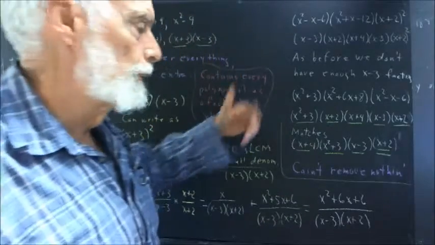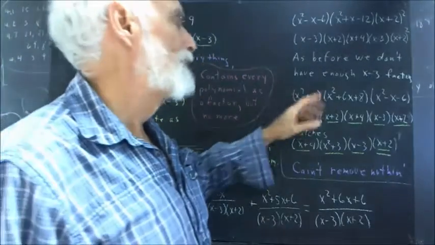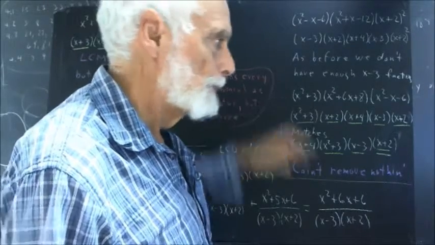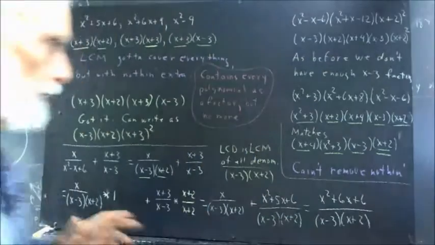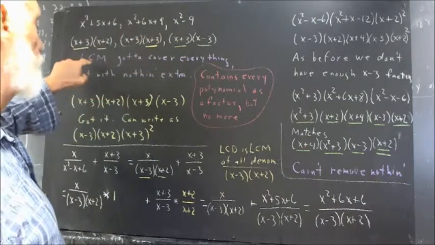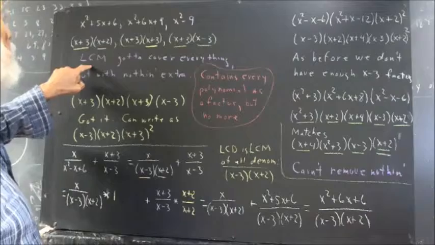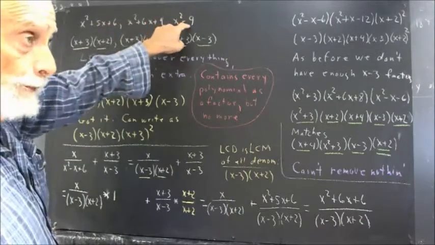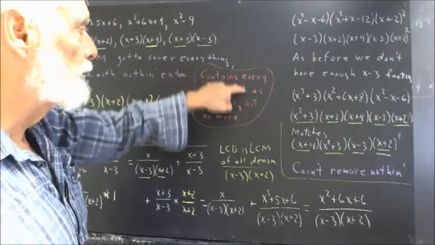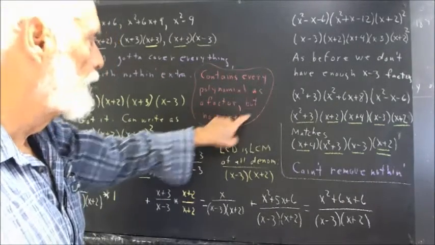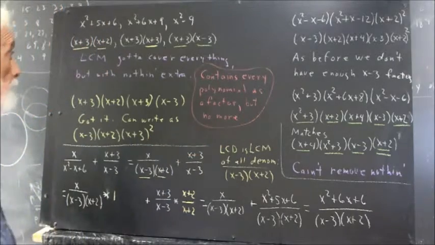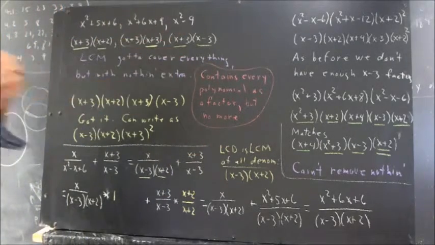So that expression is a multiple of this one, and it's the smallest multiple you could get. Now, instead of just one expression, we have three expressions, and we need our least common multiple to be a multiple of all three, but with nothing extra. In other words, the least common multiple contains every polynomial as a factor, but nothing more. Okay, let's just factor these three polynomials.